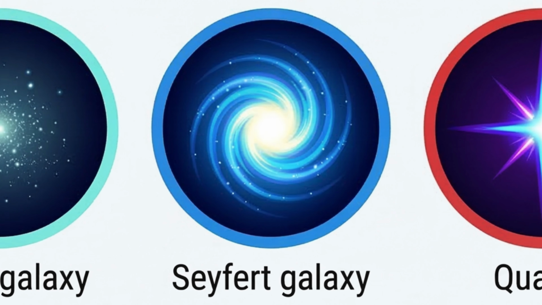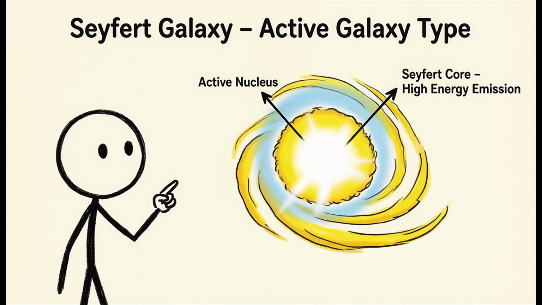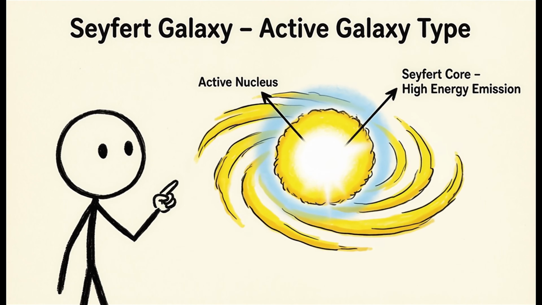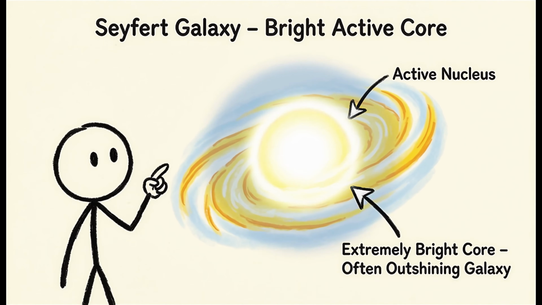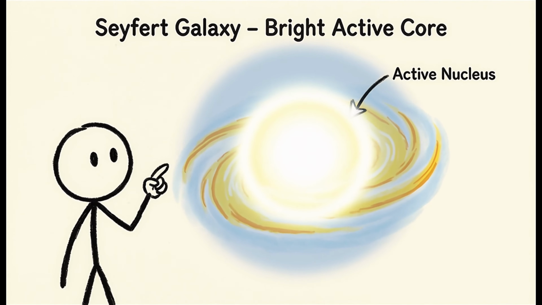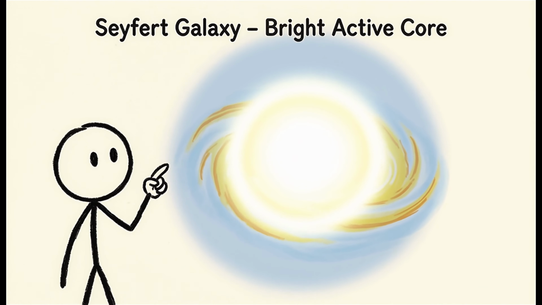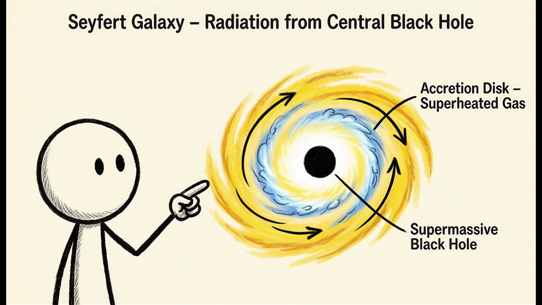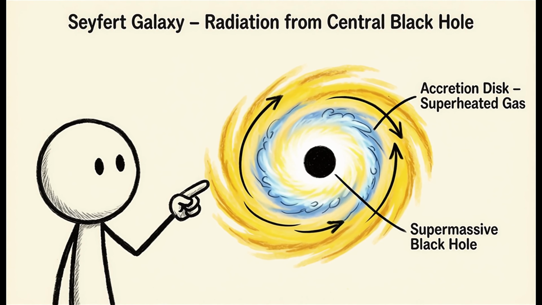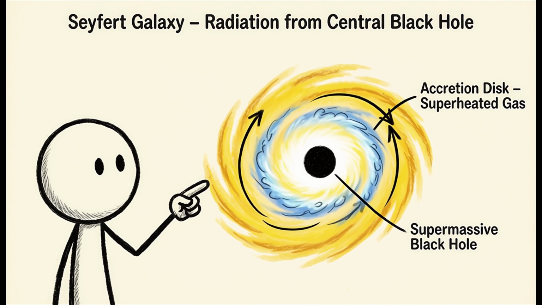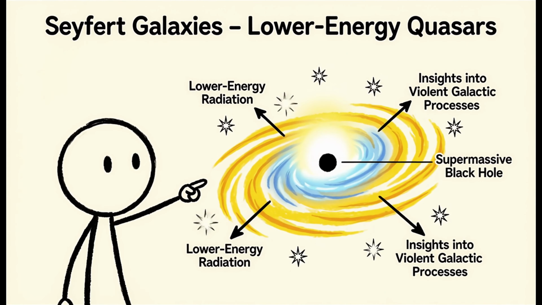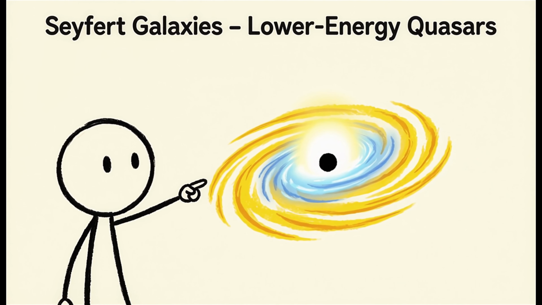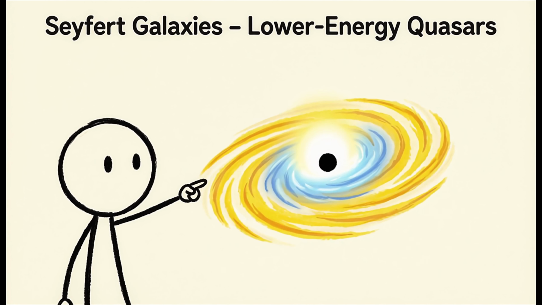Seyfert galaxy. This is one of the two main types of active galaxies. A Seyfert galaxy looks like a normal spiral at first glance, but its core is extraordinarily bright, sometimes outshining the entire rest of the galaxy. This intense radiation comes not from stars, but from superheated gas spiraling into a supermassive black hole at the galaxy's center. They are essentially a lower energy version of quasars and help astronomers understand the violent processes that occur in galactic nuclei.